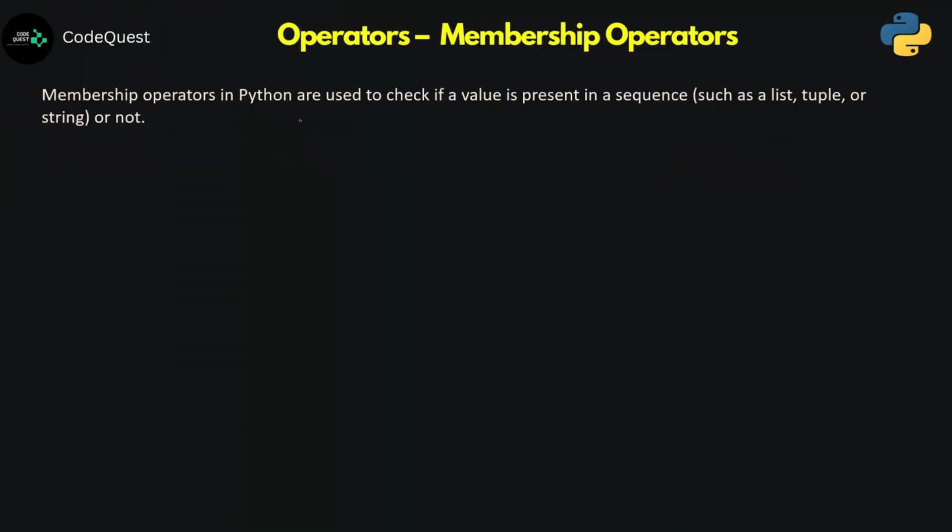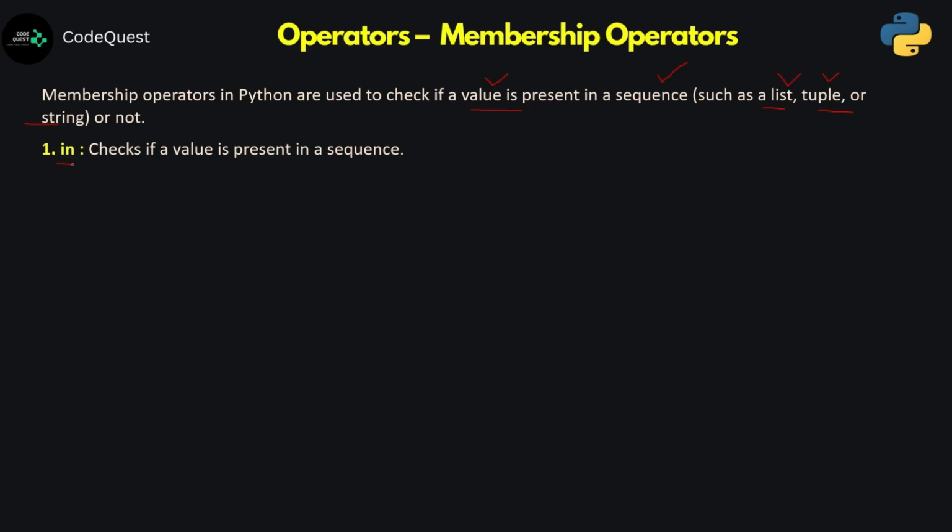Membership operators in Python are basically utilized to check whether a value is present in a group of items or not, such as a list, tuple, or a string. All these are the collections or data structures which we'll be dealing with later. The basic purpose of a data structure is to make a collection of items and put them together. Now, in that list of items, I'm going to check whether a particular value is available or not.